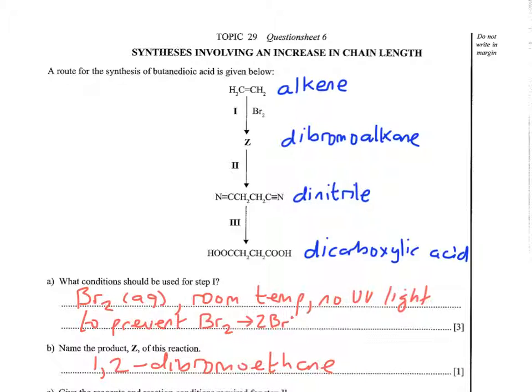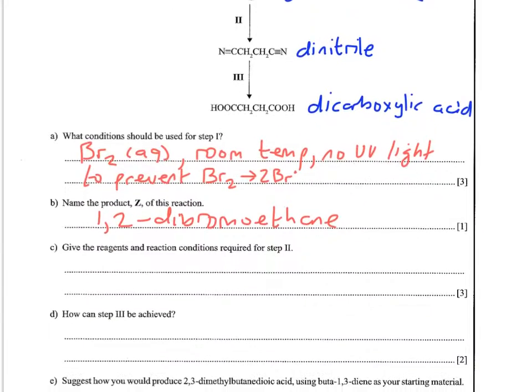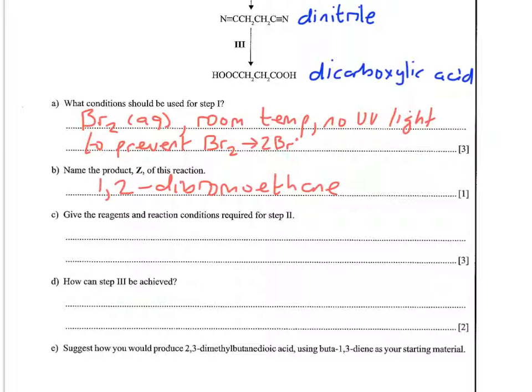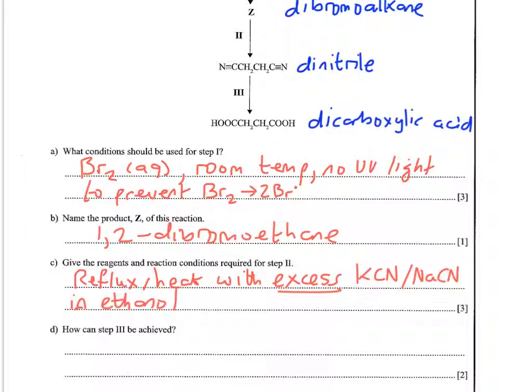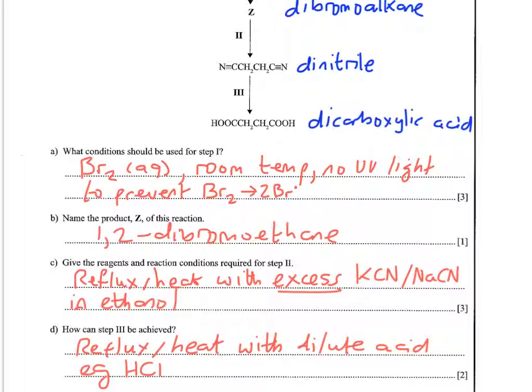Okay, so bringing the sheet down a bit. It says, give the reagents and conditions required for step 2. So just bring it down slightly. There we go, so we can see step 2. So we'd warm it with excess KCN or NaCN in ethanol. And step 3 could be achieved by hydrolysis. And like we looked at earlier, you heat or reflux with dilute acid to achieve the hydrolysis under acidic conditions.